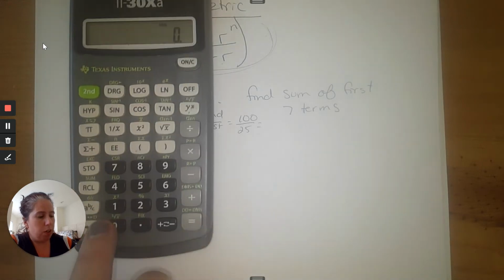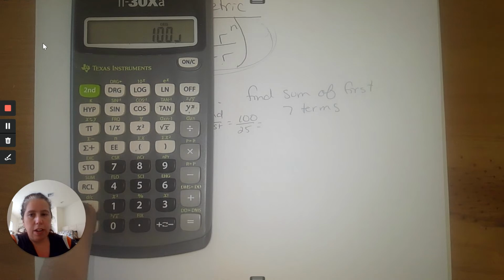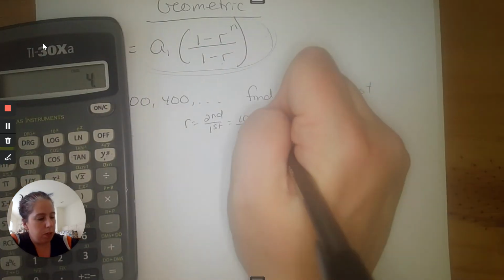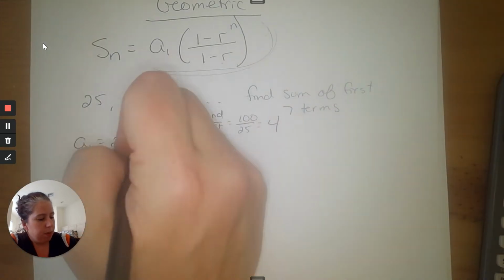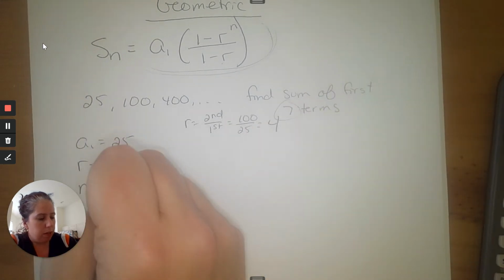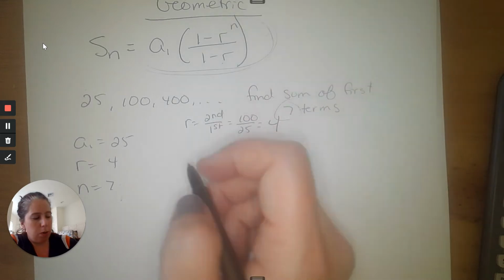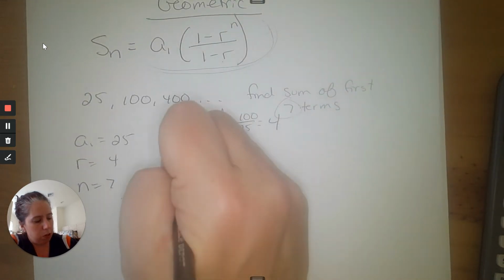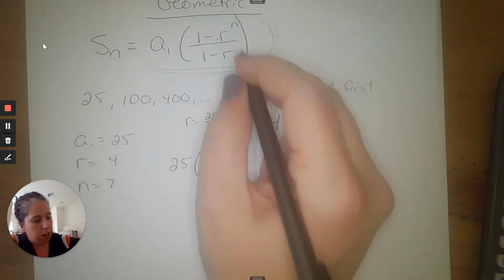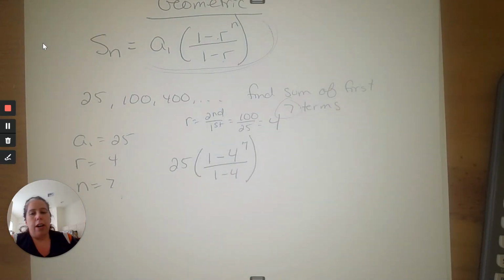Or, okay, remember, if you've got your calculator, so 100 divided by 25. If I just put it as a fraction and hit equals, it gives me my answer, right? So it's 4. Okay, so R is 4, and then I need N, which is the number of terms, so that's 7. Okay, so I have everything I need. I don't need to go find extra stuff like the arithmetic ones. Okay, so now plug it in. So I need A1, which is 25, times 1 minus R, so 4, to the N power, which is 7, over 1 minus 4.